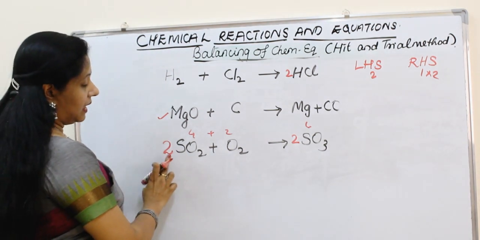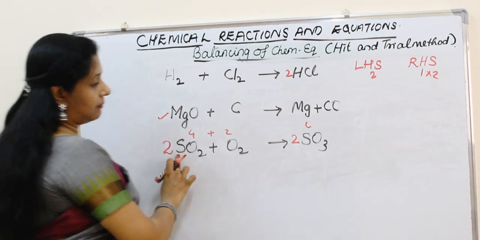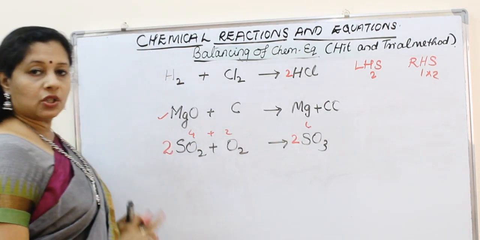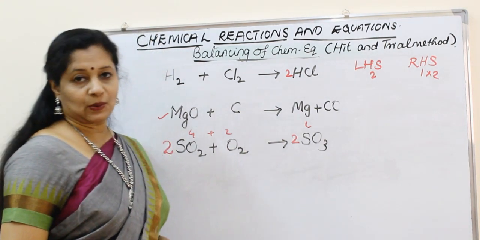But once I added 2 here, it is applicable to sulfur. Sulfur became 2, so here also it became 2. So now our equation is balanced. 2SO2 plus O2 gives 2SO3.